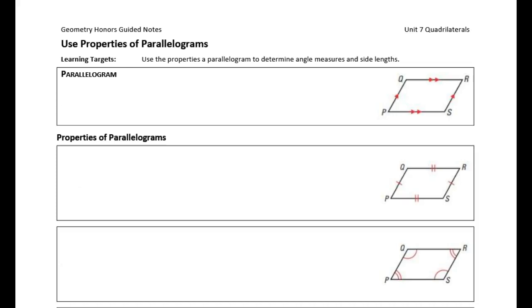Use properties of parallelograms. Our learning target today is to use the properties of a parallelogram to determine angle measures and side lengths. First, let's define what a parallelogram is. A parallelogram is just a quadrilateral, a four-sided figure, with both pairs of opposite sides being parallel. So both pairs of opposite sides must be parallel.